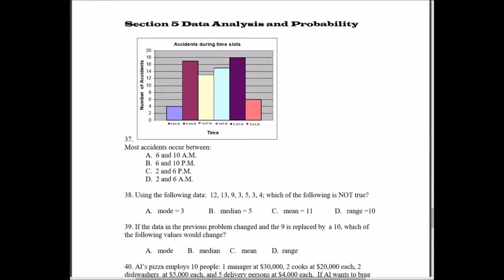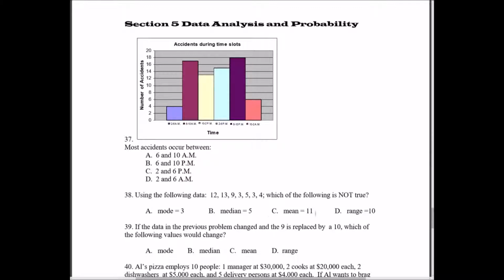38. Using the following data, we have 12, 13, 9, 3, 5, 3, and 4. Which of the following is not true? We need mode, median, mean, range.